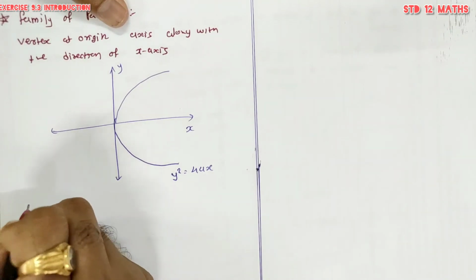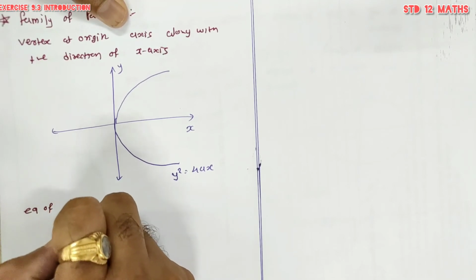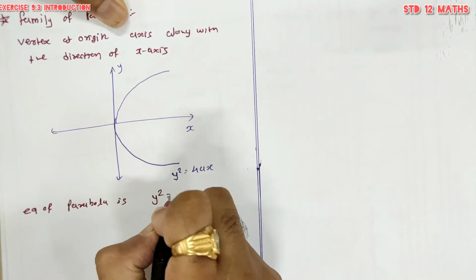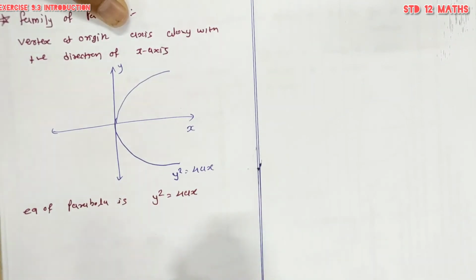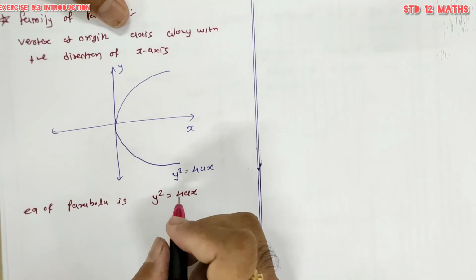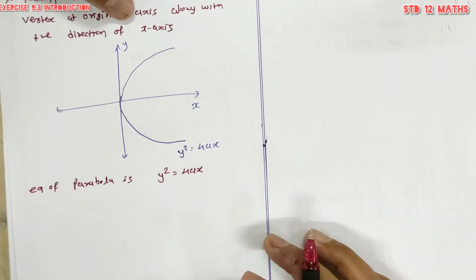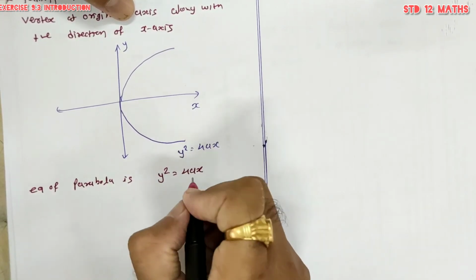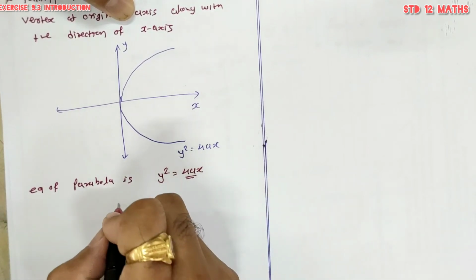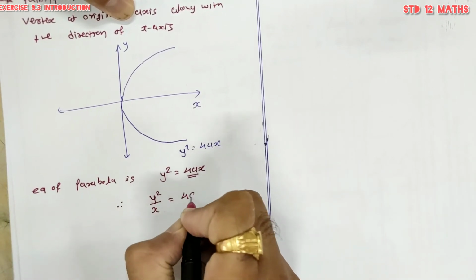Here, the equation of the parabola is y square equal to 4ax. Here the number of arbitrary constants is 1. So we get one first order differential equation for this family of parabola. By using differentiation, we have to eliminate this constant a. For that, I will take this x into the denominator of y square. So it's y square upon x equal to 4a.